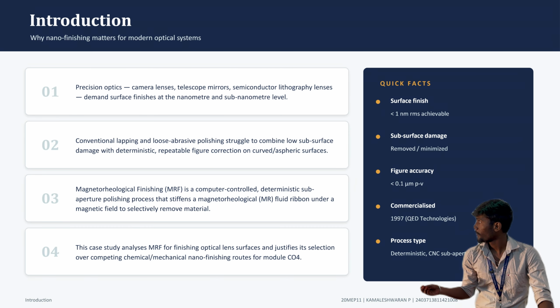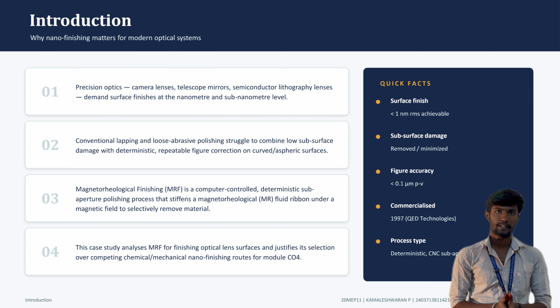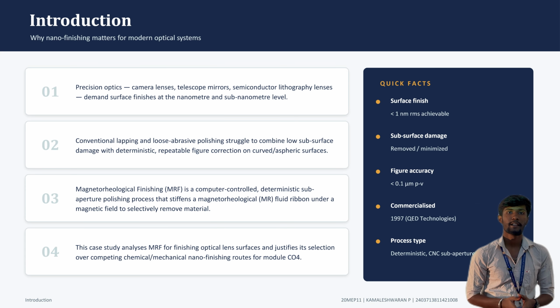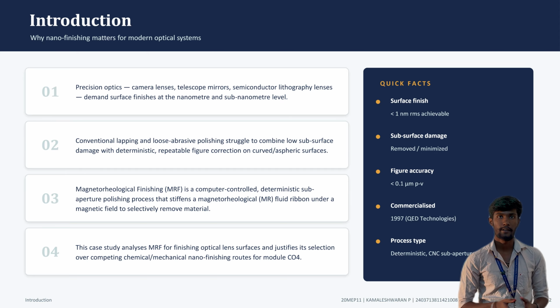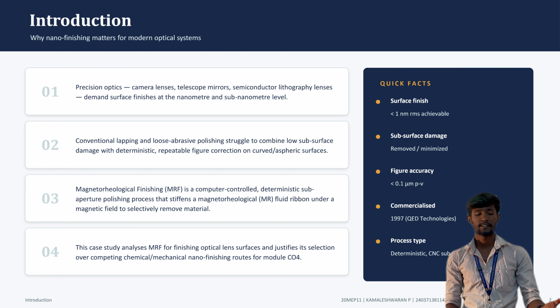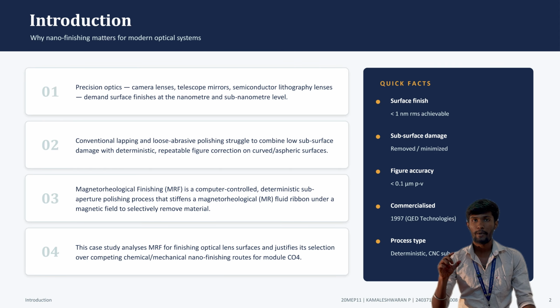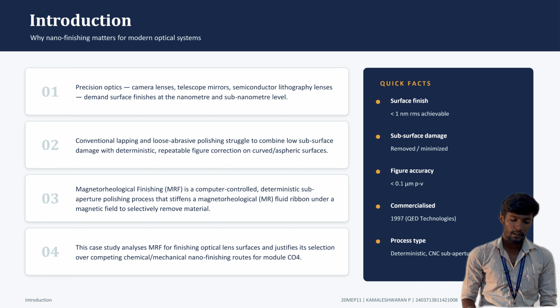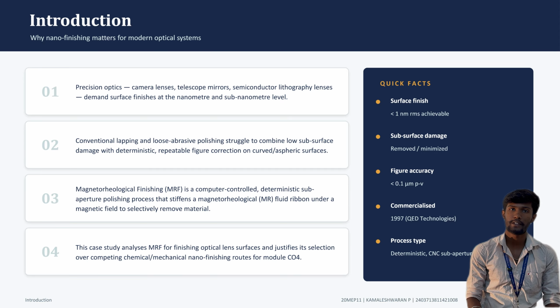Let me give a small introduction to unconventional machining processes. Common conventional machining processes are milling and drilling, which are conducted on lathes and so on. This case study analyzes MRF for finishing optical lens surfaces, justifying its selection over competing mechanical and nano-finishing routes.